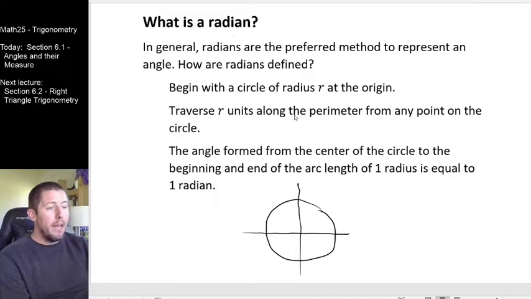So begin with a circle of radius r at the origin. Here's the radius of our circle, meaning the distance from the center of the circle to the perimeter of the circle. The definition of a circle is the shape such that all the points on the shape are the same distance from the center, and that's our radius r right there. So I've marked the radius r of our circle.